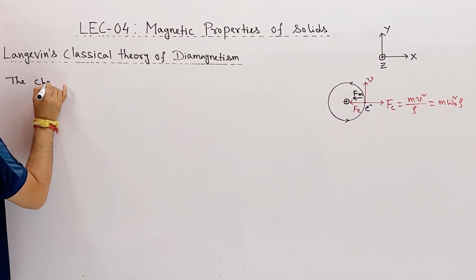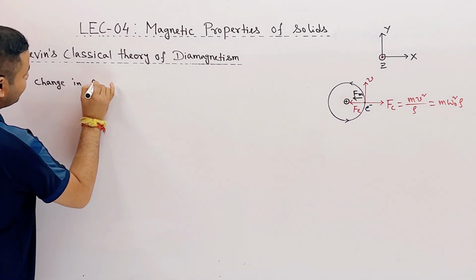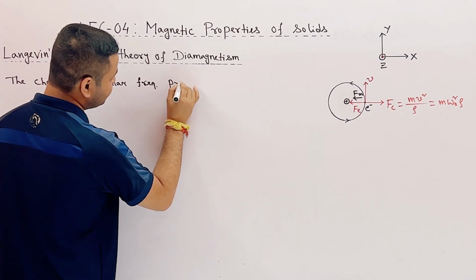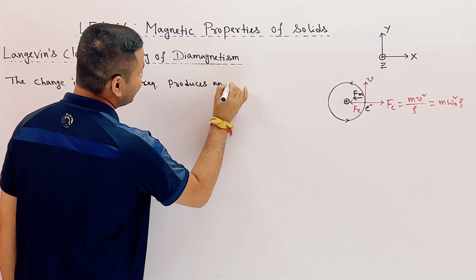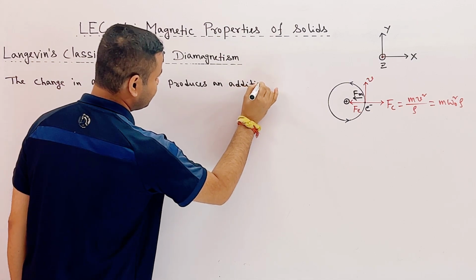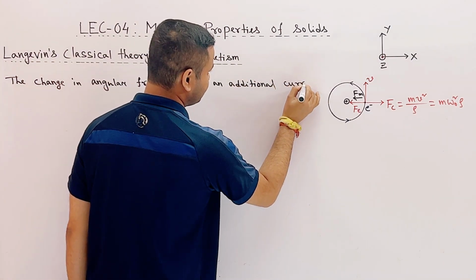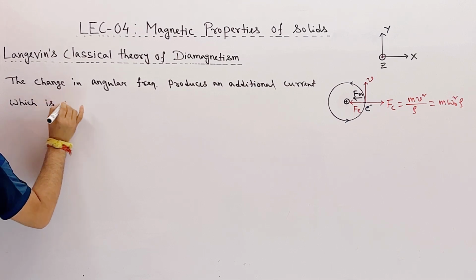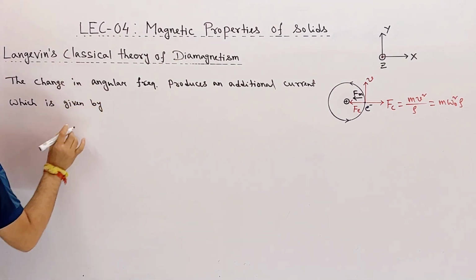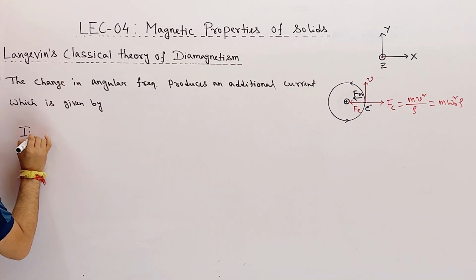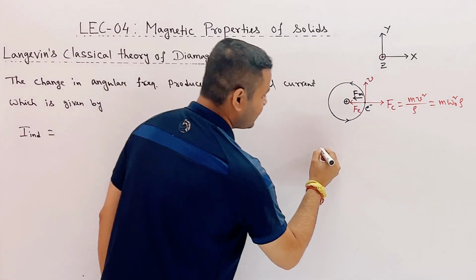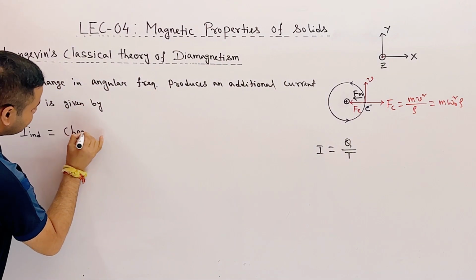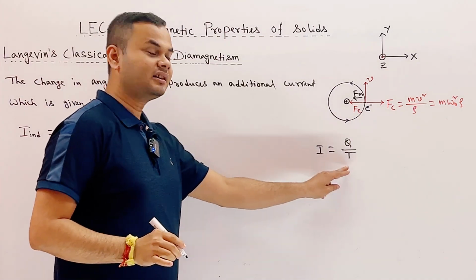The change in angular frequency produces an additional current which is given by I induced is equal to, we know that current is defined as Q divided by T. Charge into revolutions per unit time.